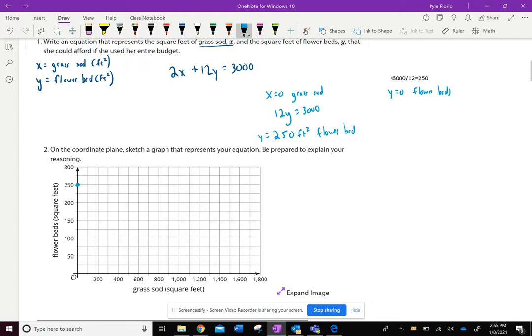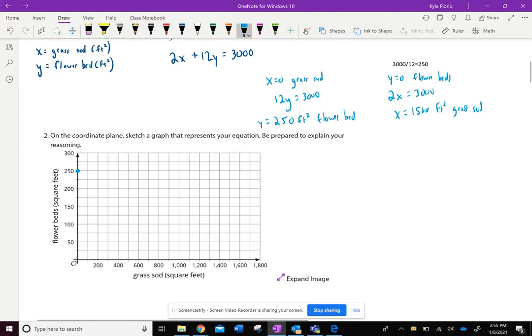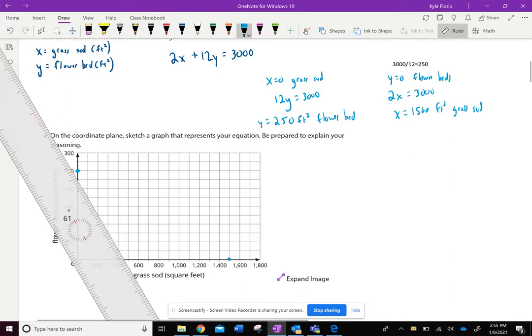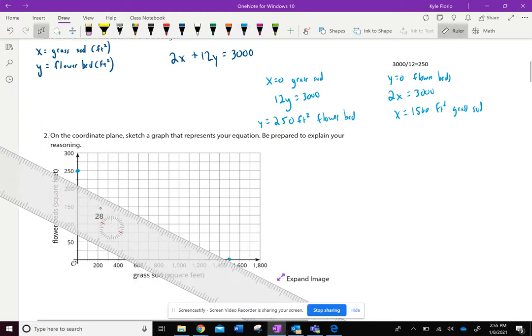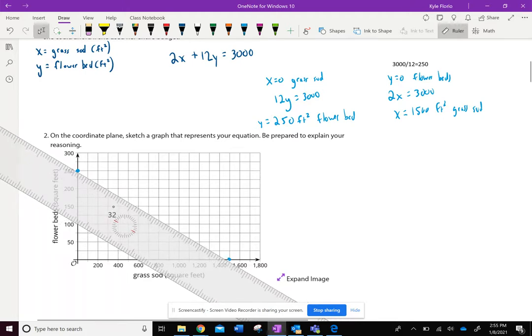Then I can spend all of my money on the sod. It's $2 for each square foot of sod, and I have $3,000 to spend. So I can divide both sides by 2. That means I can buy 1,500 square feet of grass sod. So when Y is 0, when I have 0 flower beds, I can buy 1,500 grass sod. So now that I have those 2 points and I want to graph the line, all I have to do is connect them. So that's why I did that whole process.